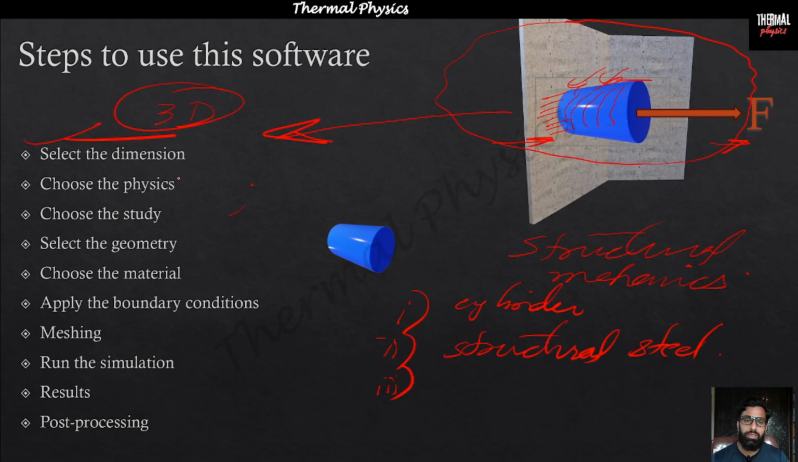So we have to choose the physics. We will tell it is a structural mechanics problem, so 3D structural mechanics problem. Then study. Now we can see there are two types of studies. There may be more, but in simple words, we can say that studies are of two types.